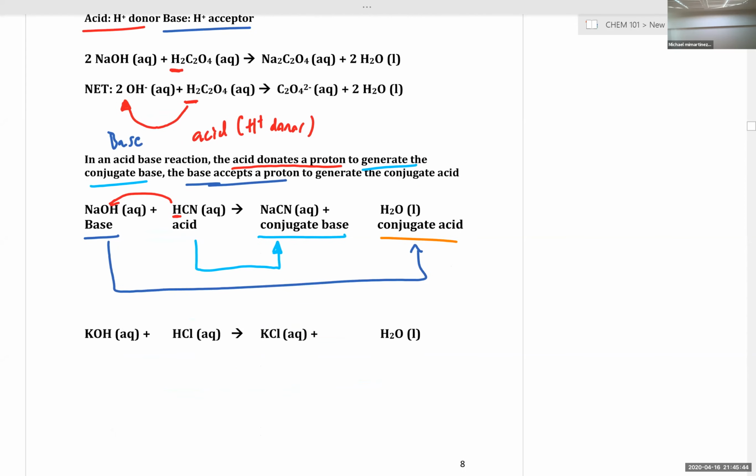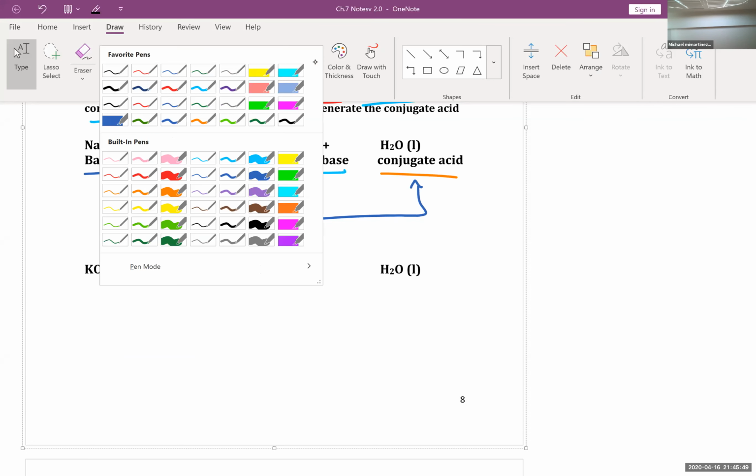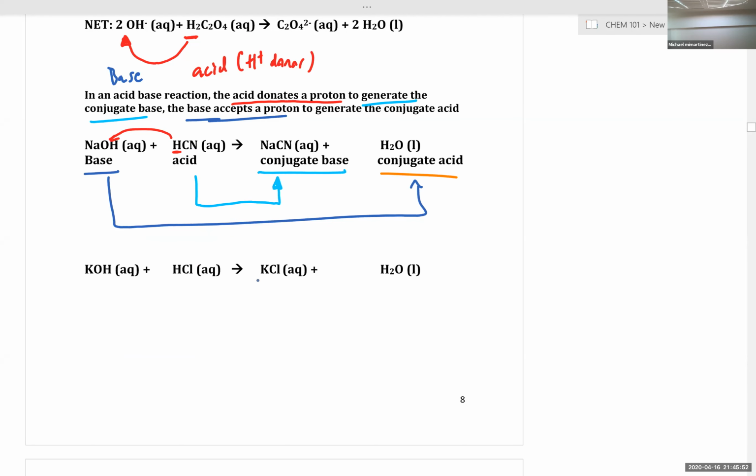Okay, let's do some labeling now of a sample chemical reaction. Looking at our left-hand side, what is our base? What is our proton acceptor? Which of these two compounds is our base, potassium hydroxide or hydrochloric acid? Yep, exactly right. Potassium hydroxide is our base. And which compound is our acid? Yep, hydrochloric acid is our acid.